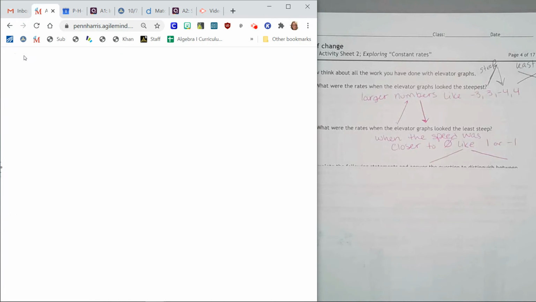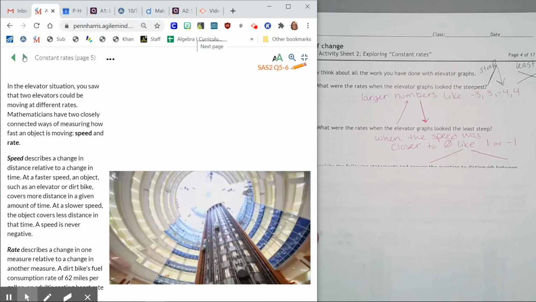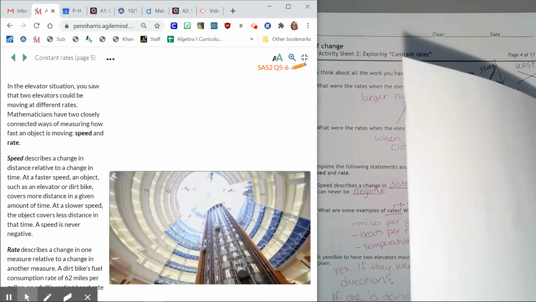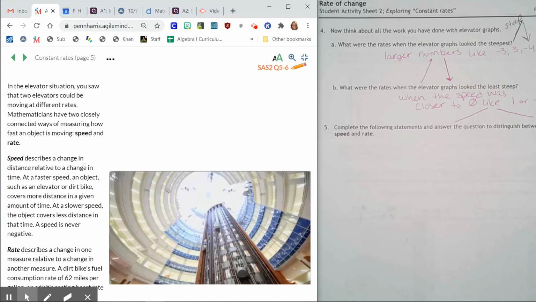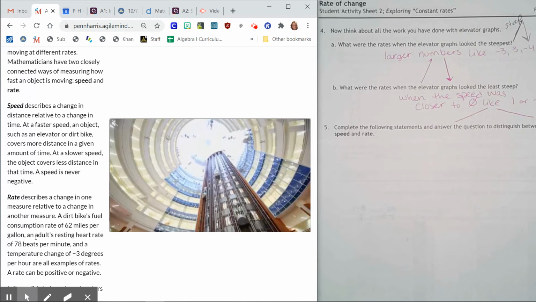Let's go to the next page. When we were in the elevator, we saw the 2 different elevators could be moving at different rates. With this, mathematicians, we look closely at ways of connecting the different speeds to determine different rates. Speed describes a change in distance relative to a change in time, whereas a rate describes the change in one measure to another measure.